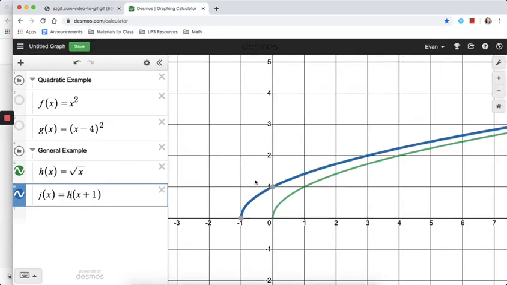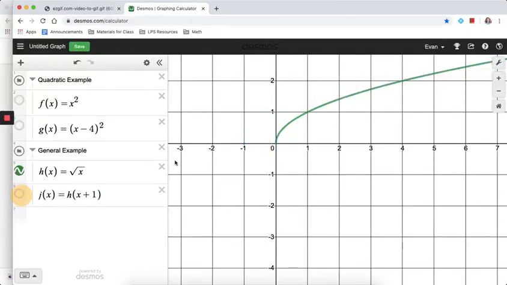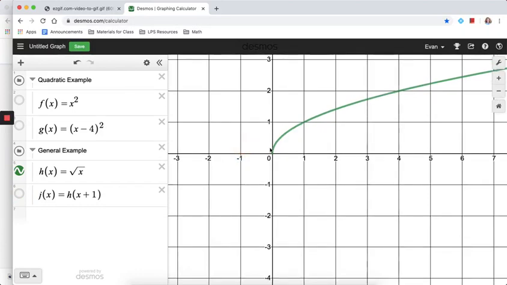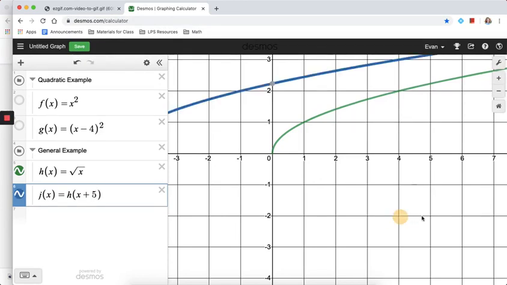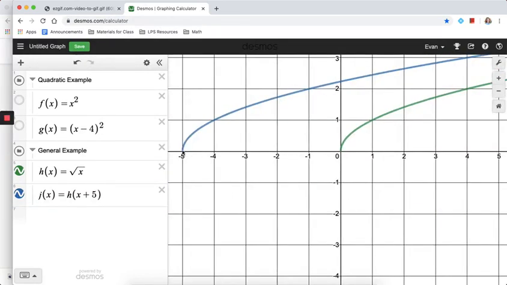So even if we take an example that we haven't seen before, the square root of x, thinking about what would make that x value move to -1 would mean that we need to add 1 to kind of counterbalance that negative. So when we see x plus 1, that moves to the left 1. If we say x plus 5, that moves to the left 5, right?